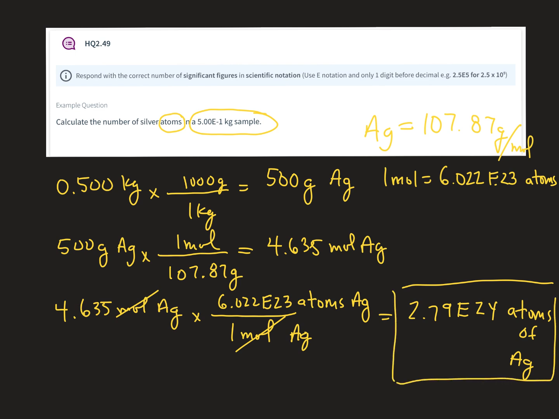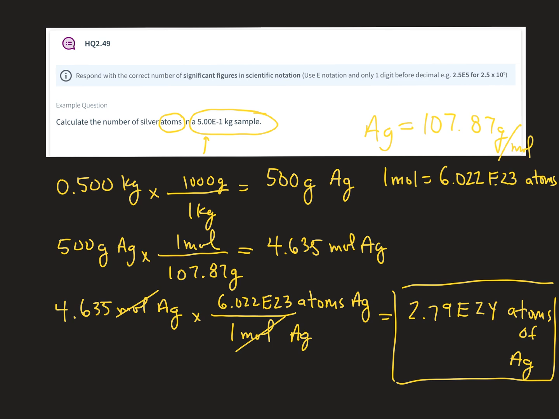3 significant figures because the only thing that we have measured is the mass of the silver, and there are 3 significant figures in that number. 5.00 e to the negative 1 has 3 significant figures, so 3 significant figures in our final answer. As I said at the start, your number might be different, so check your mass. It might be slightly different.